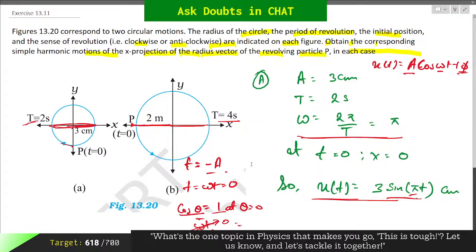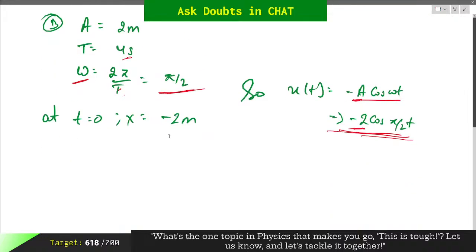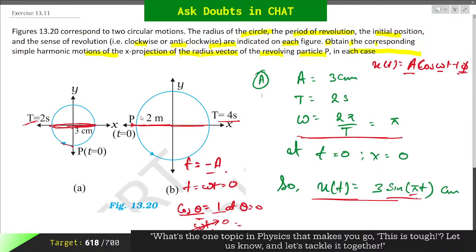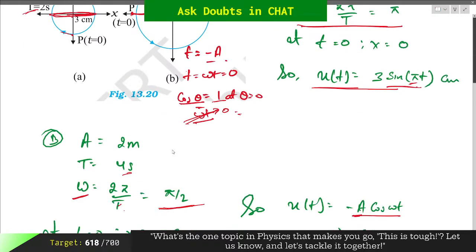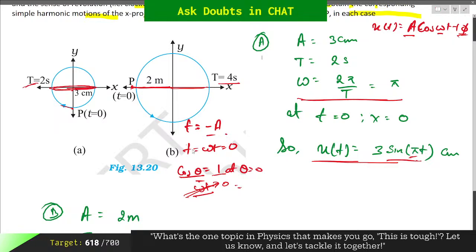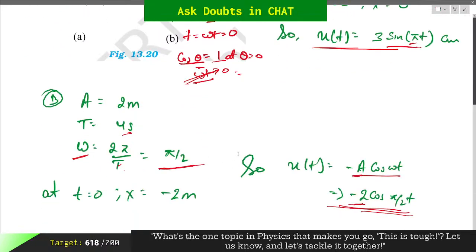Now in the second figure, for the x projection, the particle is initially at the extreme position on the left side. So we can say that the initial position of the particle is minus a, where the amplitude here is 2 meter. So x at time t equals 0 is going to be minus 2 meter. Now the convenient equation for this format would be a cos omega t, because cos 0 is equal to 1.